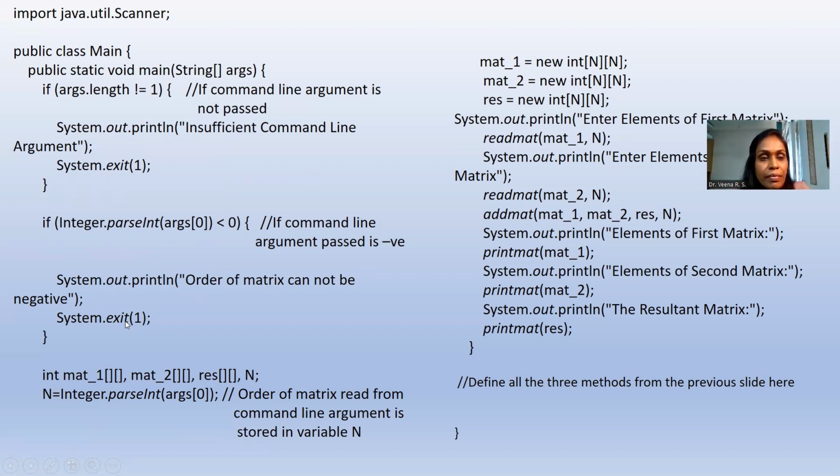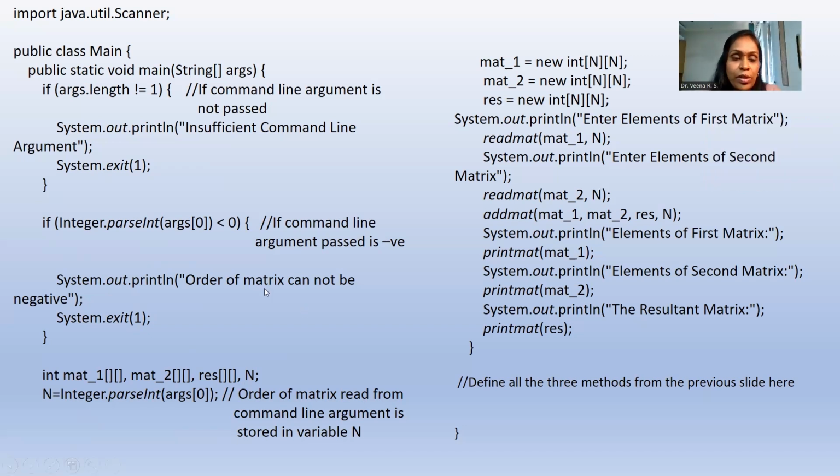So these two statements you have written: if the command line argument is not provided, it should say that insufficient command line argument. If you are passing a negative value as the order of the matrix or command line argument, it should say that order of a matrix cannot be negative and it should exit the program. And if both of the conditions are correct, that means the command line argument is provided and at the same time the order of the matrix is positive, then it should read two matrices, add those two matrices, and the sum should be stored in the resultant matrix and displayed on the screen.